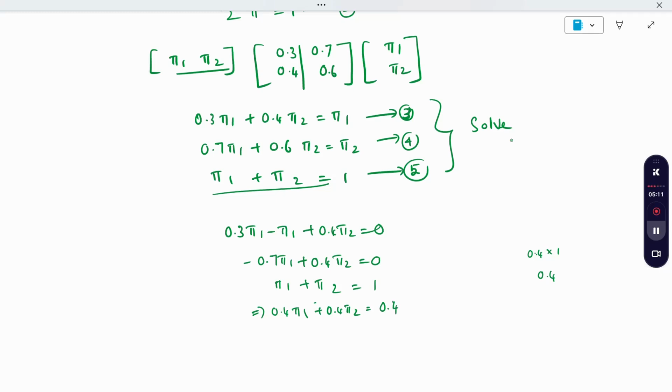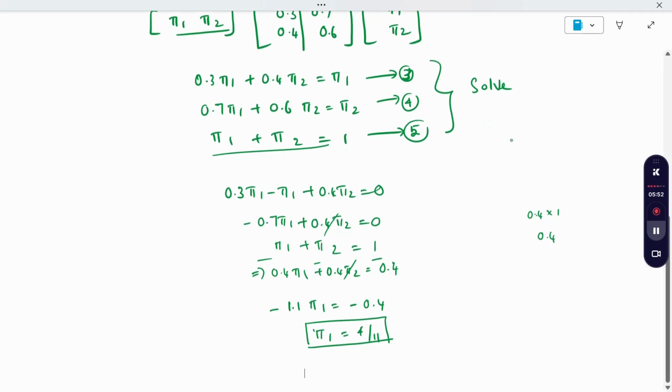So now simplify it. These both get cancelled. So now it is 1.1 minus 1.1 pi 1 equals 0.4... so pi 1 I'll be getting by dividing 4 by 11. You can also calculate in a calculator and you'll get the answer 4 by 11. So my answer is 4 by 11 for pi 1.